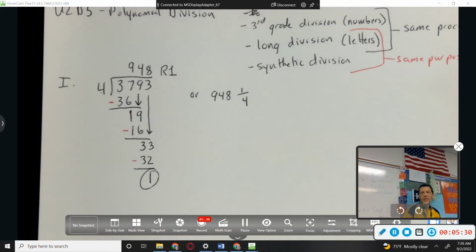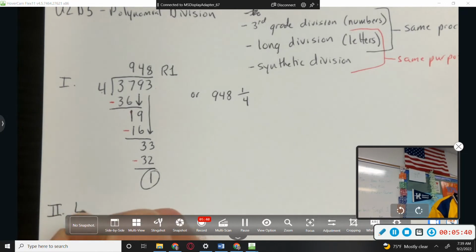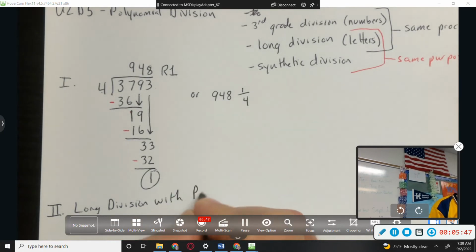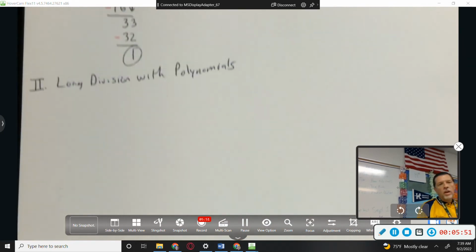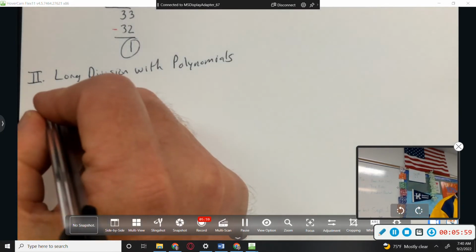Okay, now that ends our trip down memory lane, but do you remember how to long divide with numbers now? Okay, good. Because now we're going to use the same process and do long division with polynomials. So harder? Yes, absolutely, but the process is the same. So I'm hoping you make that connection, but we'll see.